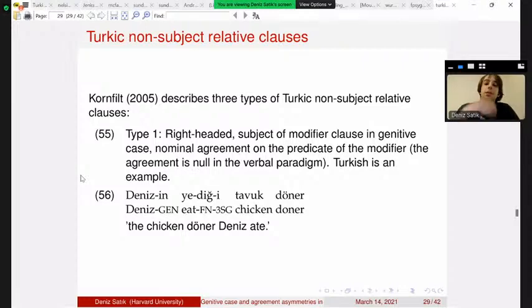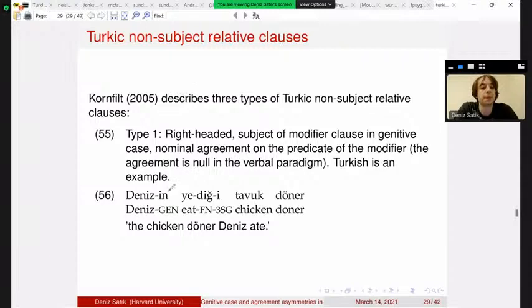So they're right-headed, subject of the modifier clause in genitive case, nominal agreement on the predicate of the modifier. So the agreement is null in the verbal paradigm. So Turkish is an example. So, Deniz'in yediği tavuk döner, the chicken döner Deniz ate. That's a classic example of a relative clause here.